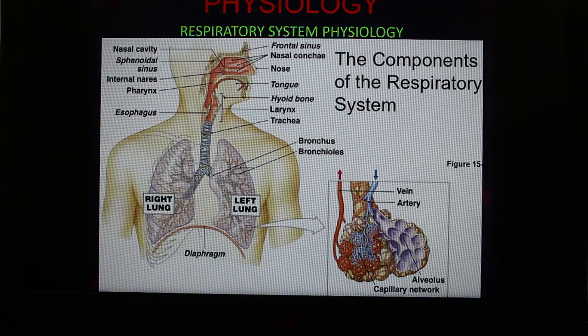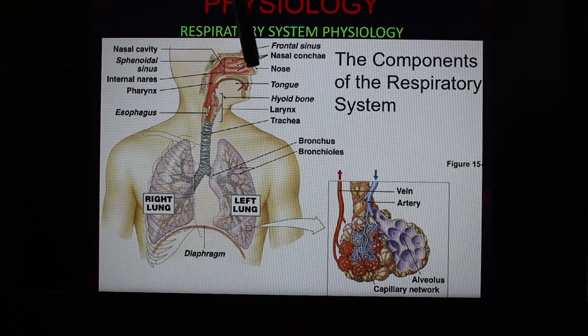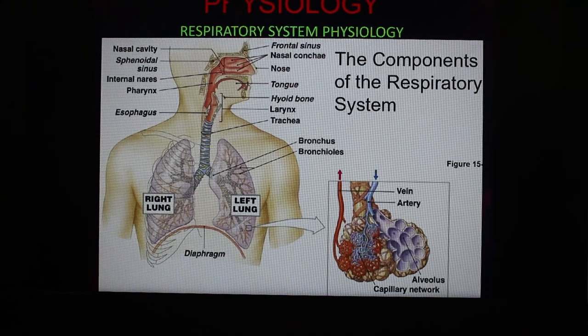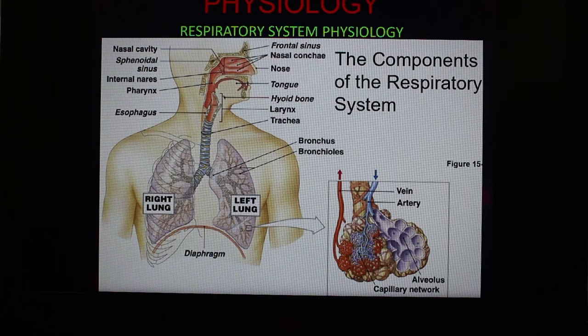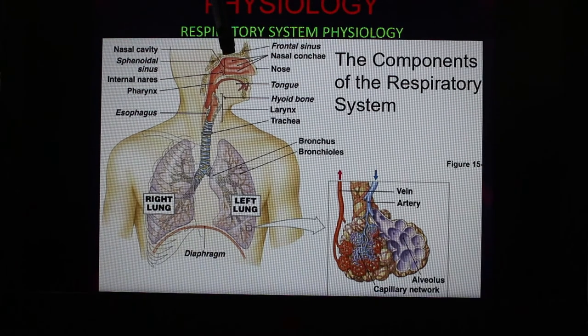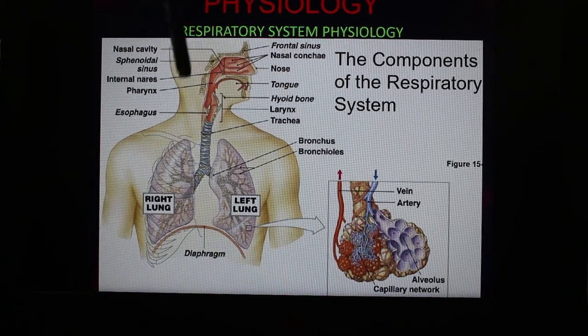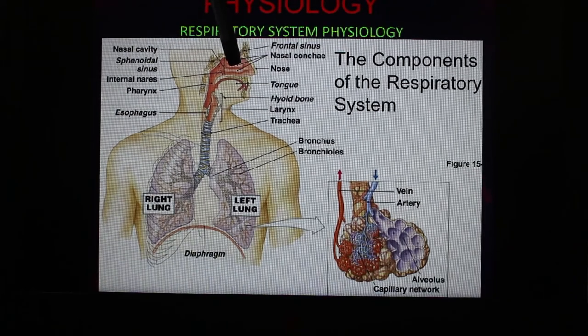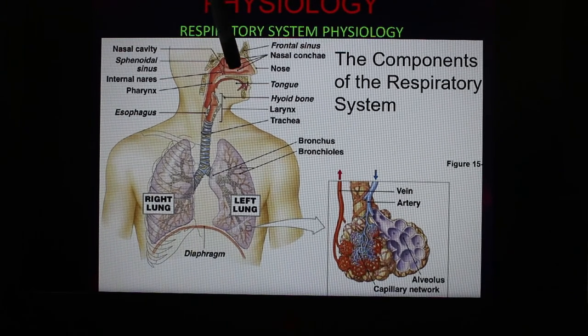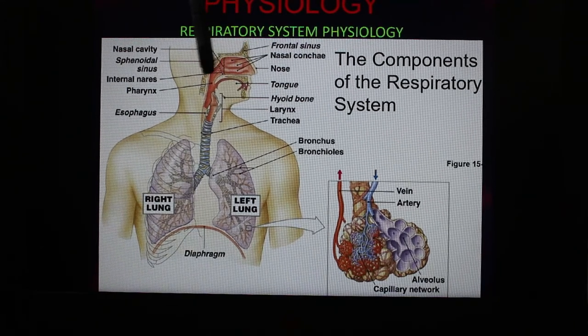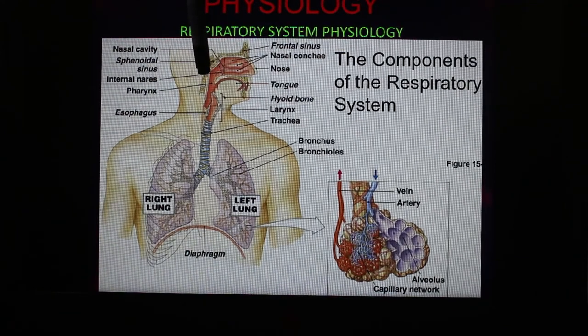If we look at the drawing here, the respiratory system starts with the nares, the two openings of our nose, also called the nostrils. This is the upper respiratory tract up to here. We have the nose and the nasal cavity here, then the nasopharynx area, which is the pharyngeal area. The portion of the pharynx which is in continuation with the nasal cavity is called the nasopharynx.